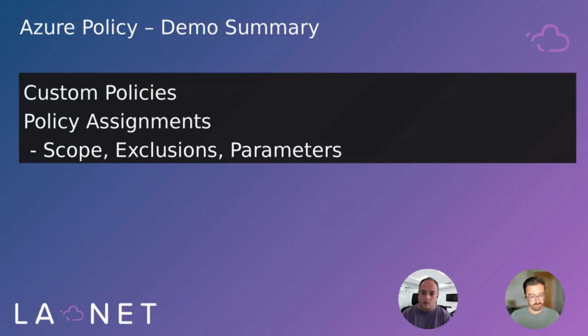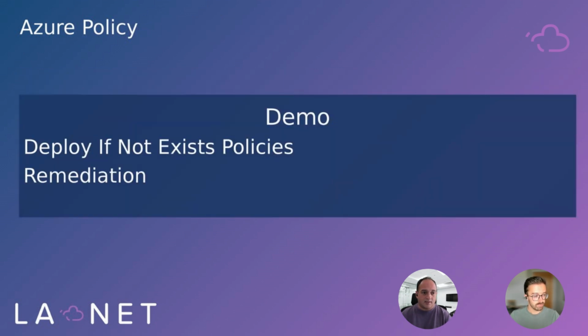So what happens when a user tries to go against that policy? They are blocked. They've got a custom message. And more importantly, you don't get hit with a massive bill that you don't know of. So thanks very much for that. And what we'll do next, we'll take another demo. We'll look at DeployIfNotExist policies as well. And we'll also talk a little bit about remediation.